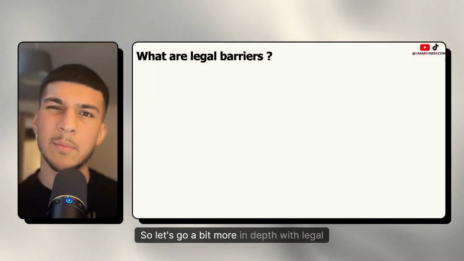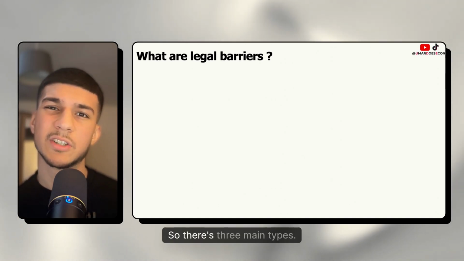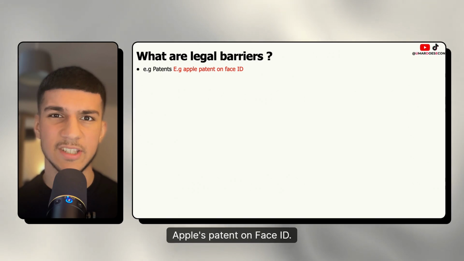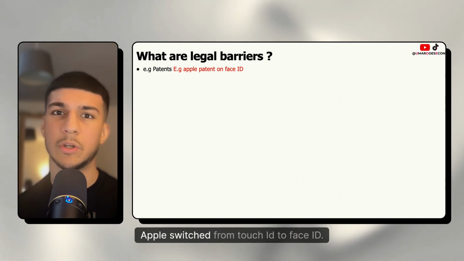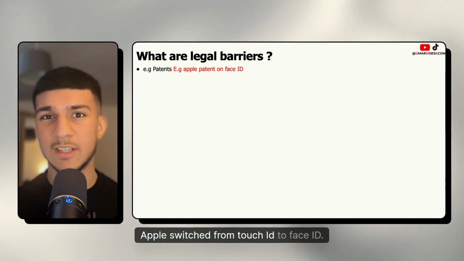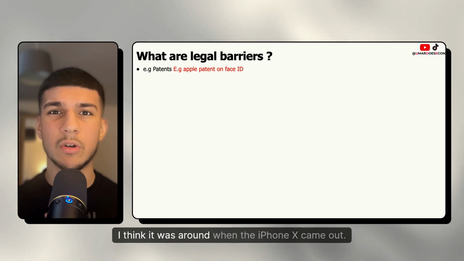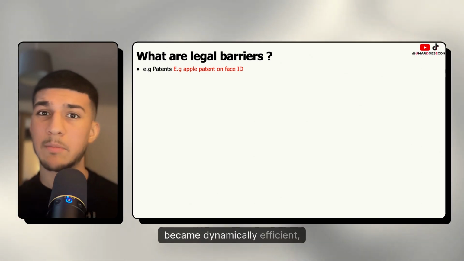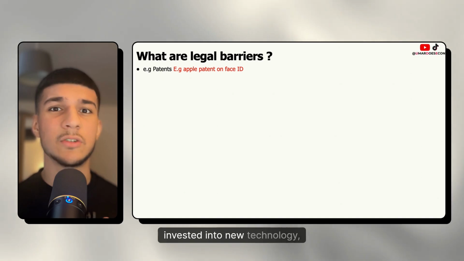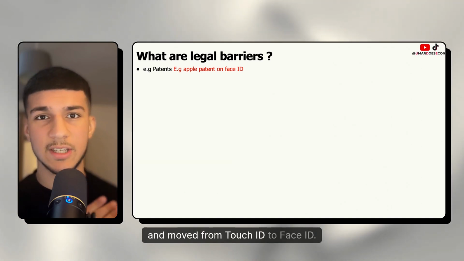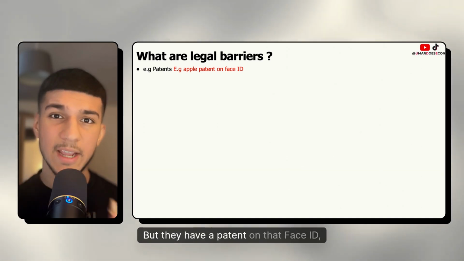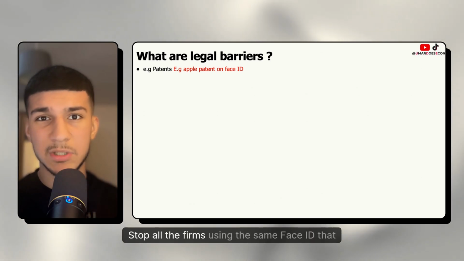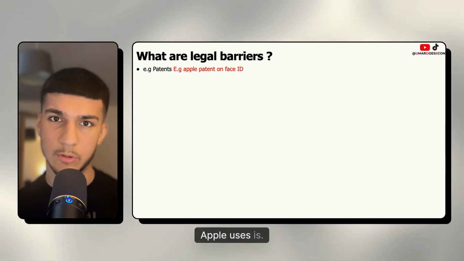So let's go a bit more in depth with legal barriers. So there's three main types. First one is patents. Apple's patent on Face ID. As you might know, Apple switched from Touch ID to Face ID. I think it was around when the iPhone X came out. So they became dynamically efficient, invested into new technology and moved from Touch ID to Face ID. But they have a patent on that Face ID, meaning that is a barrier to entry. Stop other firms using the same Face ID that Apple uses.